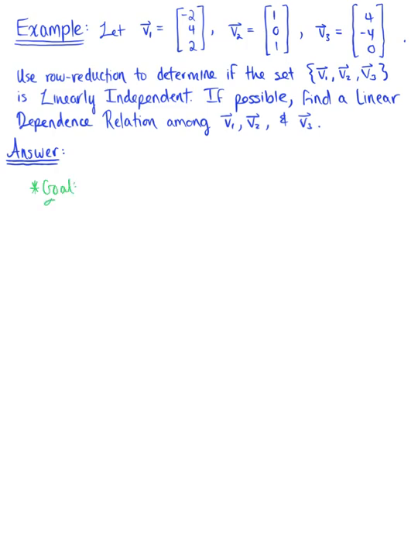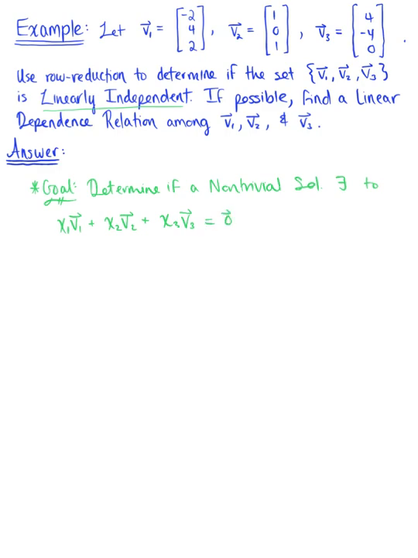So, to get us started, what is the goal here? In order to determine if the set of vectors is linearly independent, we want to determine if a non-trivial solution exists to the vector equation. Specifically here, x sub 1 times vector v sub 1 plus x sub 2 times vector v sub 2 plus x sub 3 times vector v sub 3 is equal to the 0 vector.